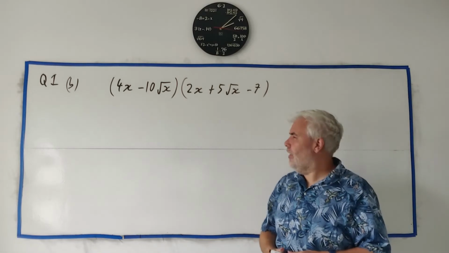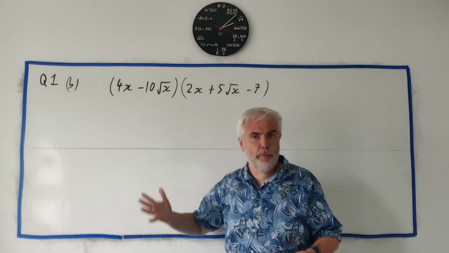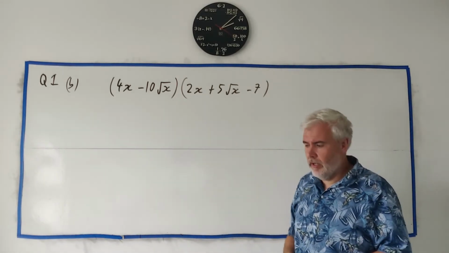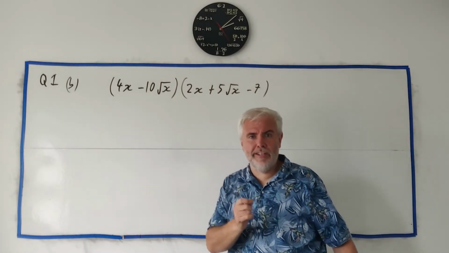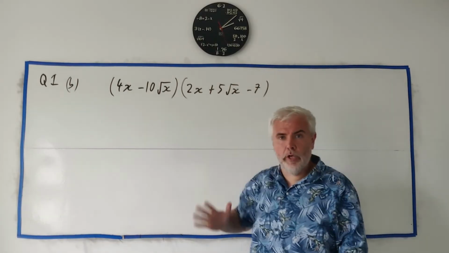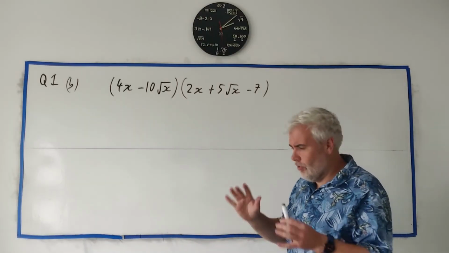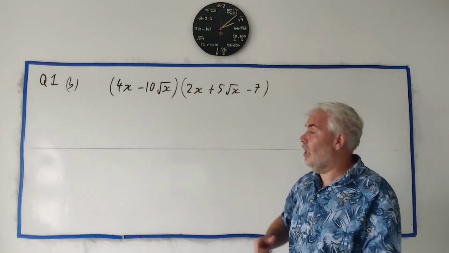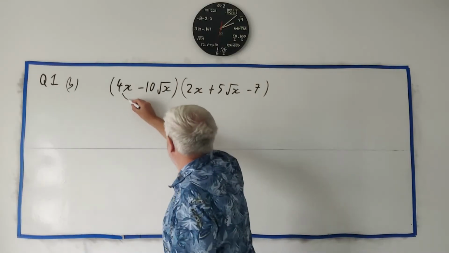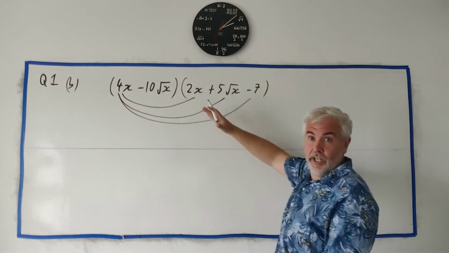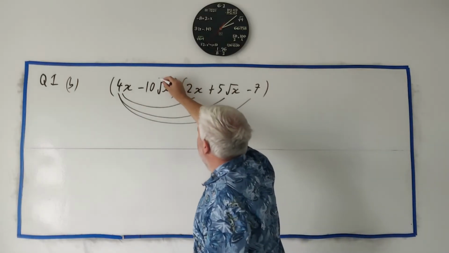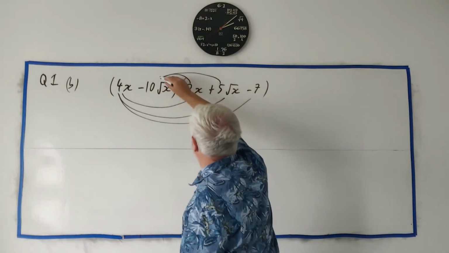For part B, they just asked us to multiply these two brackets out and simplify our answer. It's a pretty straightforward question. They're just trying to scare you a bit with all these square roots. Don't get put off by that. Just go through your motions, multiplying two brackets. This multiplies by that, multiplies by this, multiplies by that. You get three terms out. This multiplies by there, by there, by there.